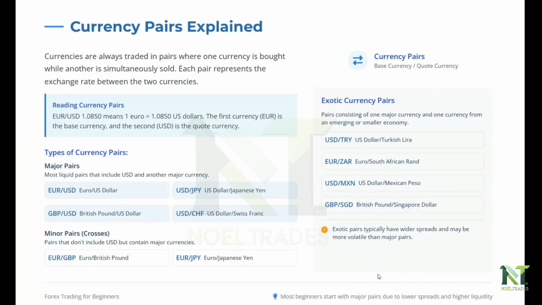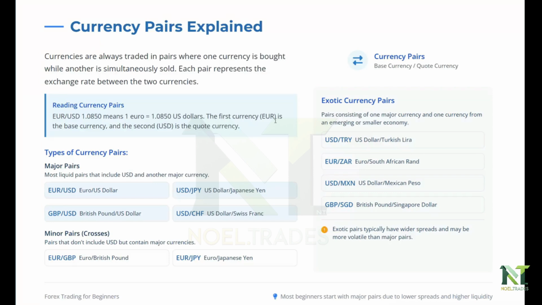So, currency pairs explained. Currencies are always traded in pairs, where one currency is bought and the other is sold simultaneously. As I explained earlier, you need to understand how all this works. Now, how to read a currency pair. If EUR/USD is being quoted at 1.0850, it means 1 euro is equal to $1.085. So if you're in the US and you want to buy 1 euro, you need 1.0850 US dollars before you can buy 1 euro. That is basically what it means.